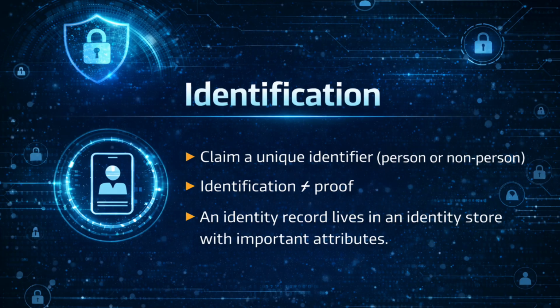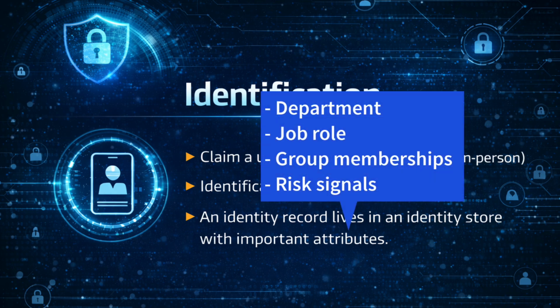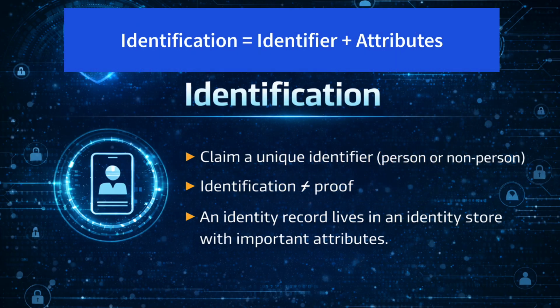In practice, identification depends on an identity record living somewhere. An identity store like Active Directory, an HR system, or a cloud identity provider. That record includes attributes, department, job role, group memberships, and sometimes risk signals like privileged account or break glass account. So when you think identification, think what identifier is being claimed and what attributes are attached to it. Those attributes become inputs to the next steps.